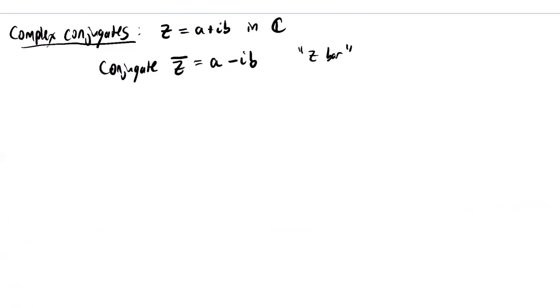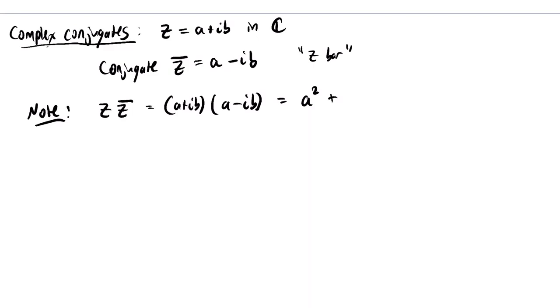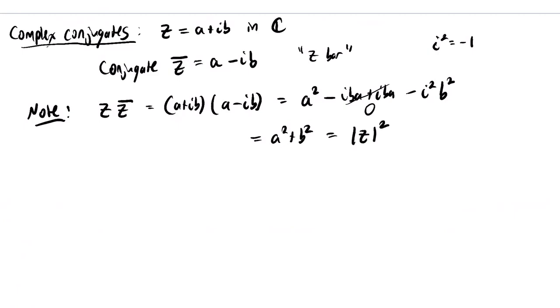And so notice that this notion of conjugation is related to lengths of complex numbers in the following way. So let's say I multiply my number z by z bar, right? So this is equal to a plus ib times a minus ib, right? And so if I multiply this out, I get a squared minus iba plus iba. These terms will cancel. And then I'm finally left with minus i squared b squared. Well, i squared is -1. So if I take the negative of that, I get +1. So this is a squared plus b squared, since i squared is -1. But a squared plus b squared is just the length of my complex number squared, right?